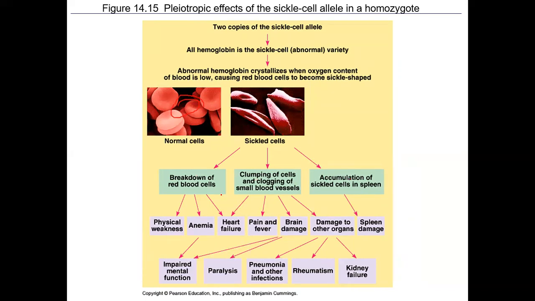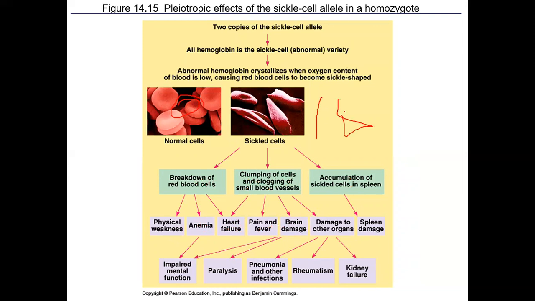So if you look at the picture here, you can see all sorts of breakdown of red blood cells, clumping, clogging of small blood vessels, accumulation in the spleen, all these other things: pain, fever, brain damage, spleen damage, anemia, mental health problems, pneumonia, kidney failure. So you see, these poor kids don't live too long. Very, very serious disease.